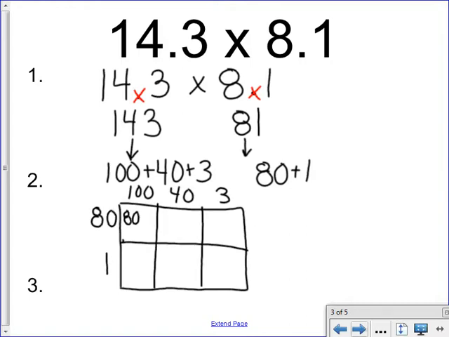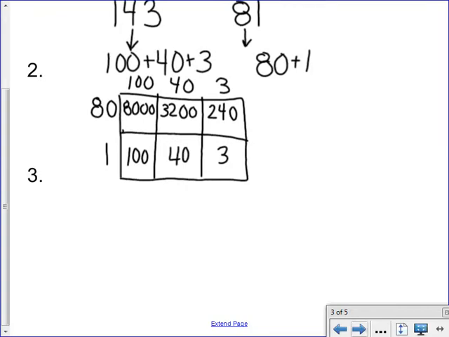So 80 times 100 gives me 8,000. 80 times 40 gives me 3,200. 80 times 3 is 240. And my bottom row is very simple since it's times 1. So we have 100 times 1, 40 times 1, and 3 times 1. Now I can take all of those products and add them together.